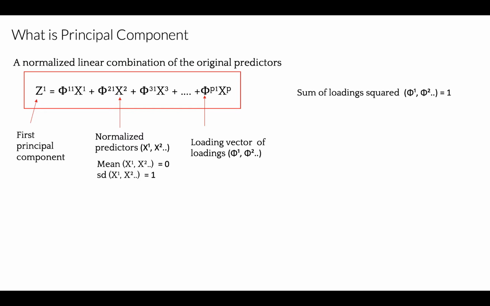Z. So it results in a line in p-dimensional space which is closest to the n observations. The closeness is measured here using the average squared Euclidean distance. X1 to XP are normalized predictors. Normalized predictors have mean equal to 0 and standard deviation equal to 1. Note that the response variable y is not used to determine the component direction. Therefore, it is an unsupervised approach.